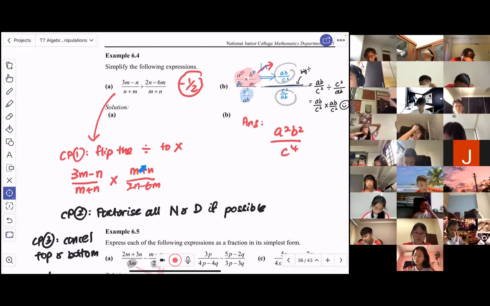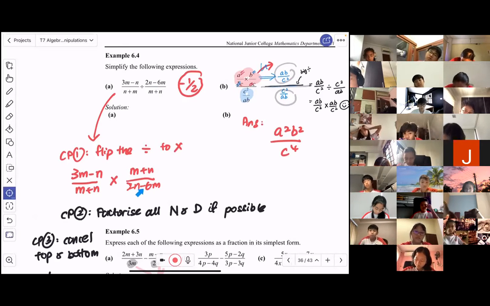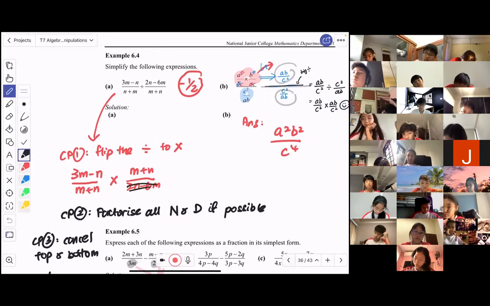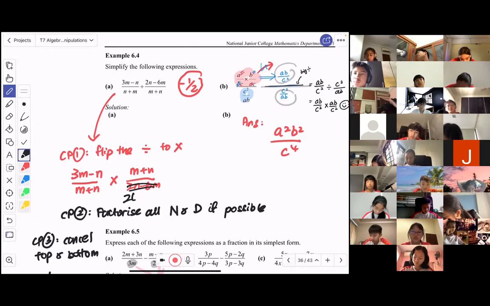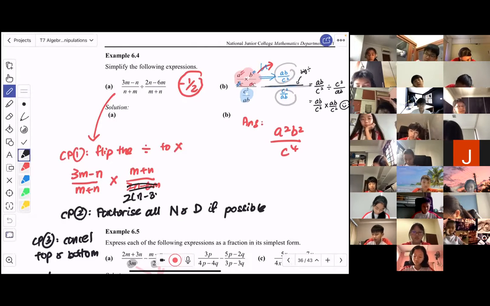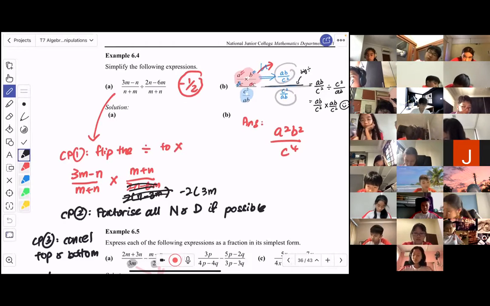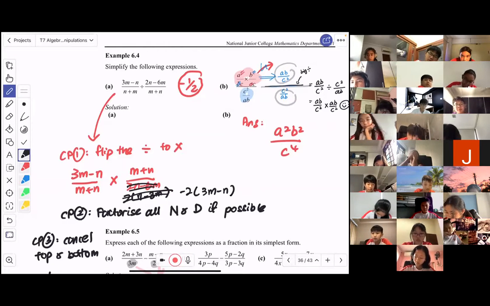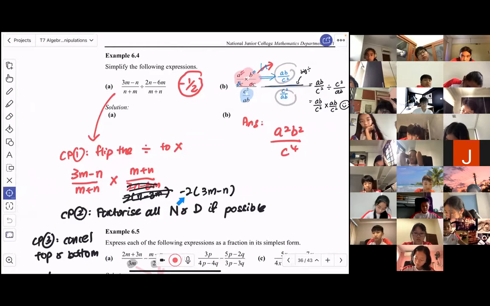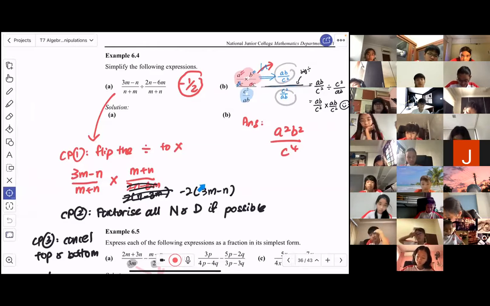So after that, you factorize your numerator and denominator. That's checkpoint 2. So your denominator, this guy can factorize. Agree? Is it okay? So when you factorize, you can find that it's 2 n minus 3m. Can I also say that it's negative 2 of 3m minus n? I went a bit hard with that. I took out a minus sign. The reason is so that you can see that I actually have something in common.